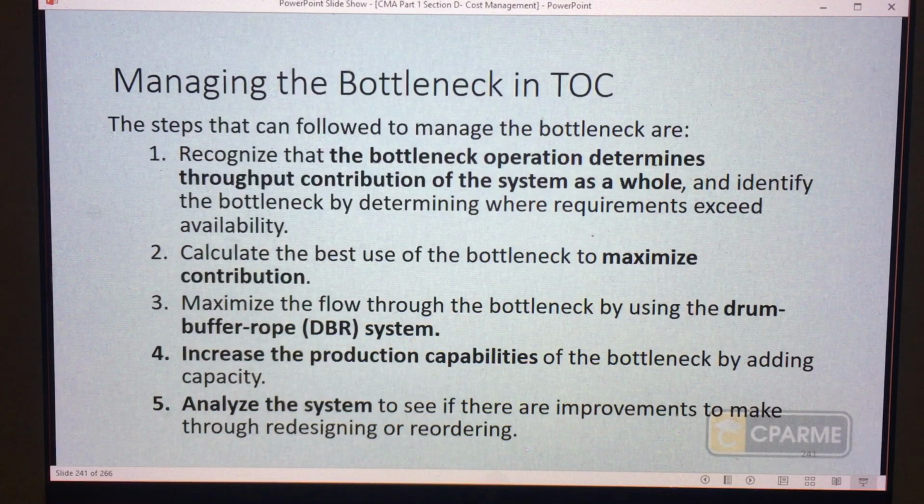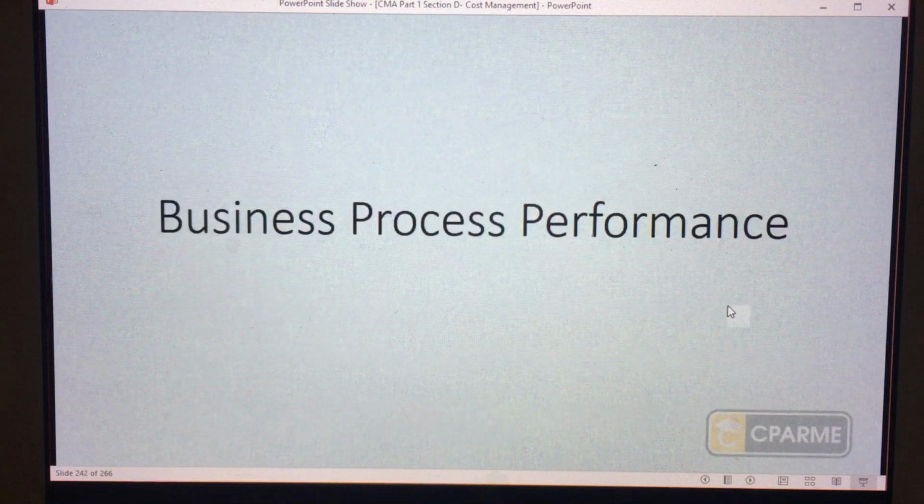So increasing the production capabilities of the bottleneck by adding capacity is also one of the solutions for your constraints. And then you analyze the system to see if there are improvements to make through redesigning or reordering or re-engineering. So again, yung feedback kasi, para magkaroon ka ng assessment for you to be able to see kung ano yung mga dapat mong baguhin doon sa production system, and all of those would come from feedback.